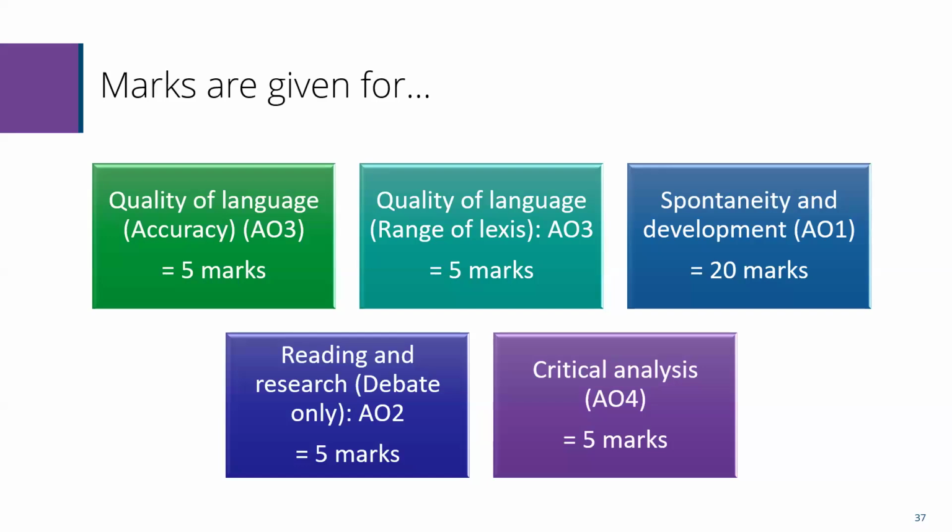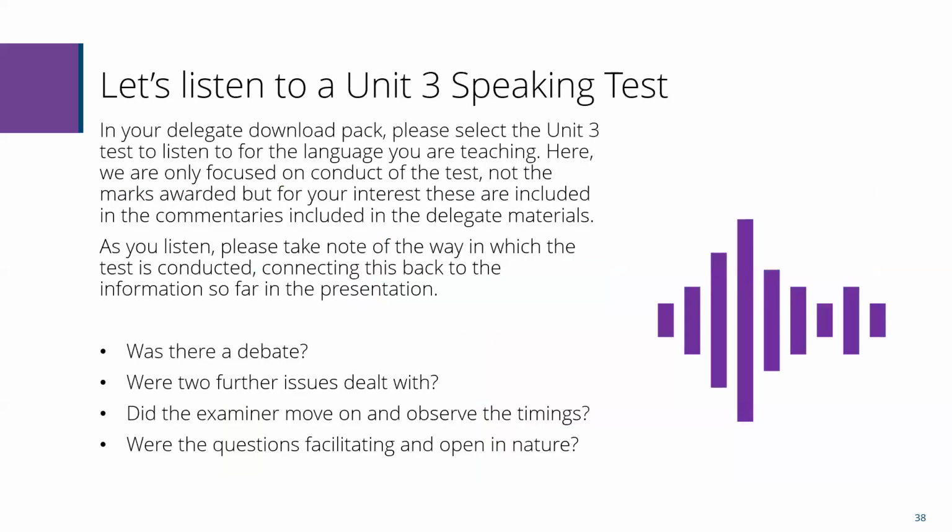5 marks go for reading and research, and this is the debate part only. So this is where I say it's really important that they talk about the sources that they've read. And so you are asking them some questions about the sources, or they are volunteering that in their presentation part as well. And then there are 5 marks there for critical analysis, and we'll have a look at those things in a little bit.